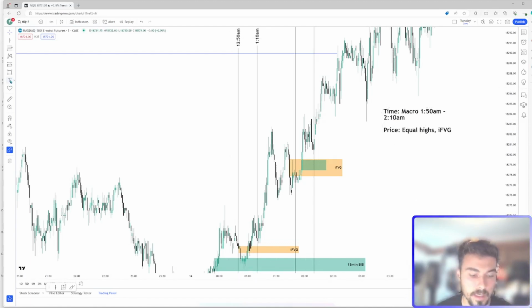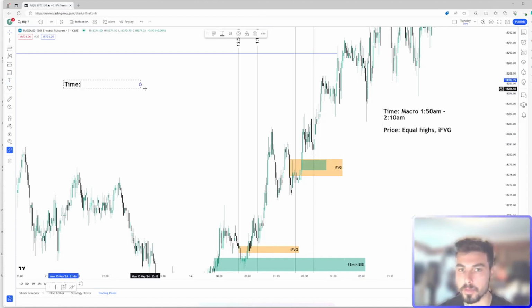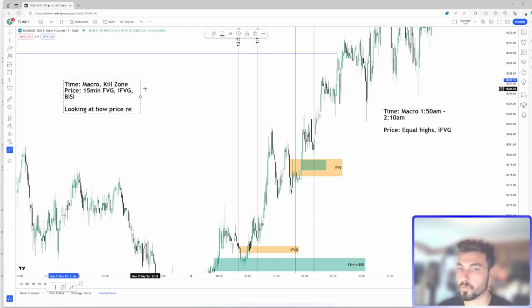So in summary, talking about these concepts, time can be a factor. It can be macros, it can be a kill zone like silver bullet. And price, it's looking for those imbalances. For me, most of the time it's 15-minute fair value gaps. It's looking for those inversions. It's looking for those bullish gaps. It's looking at how price reacts and respects or disrespects certain PDRAs. Really, really important.